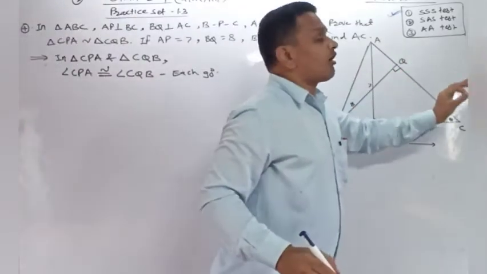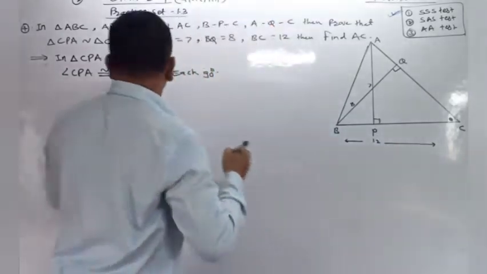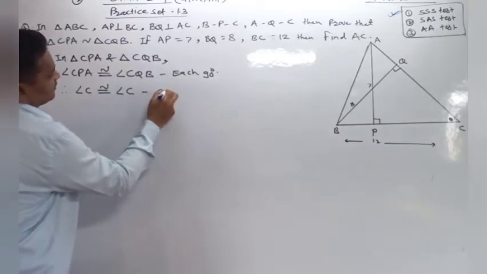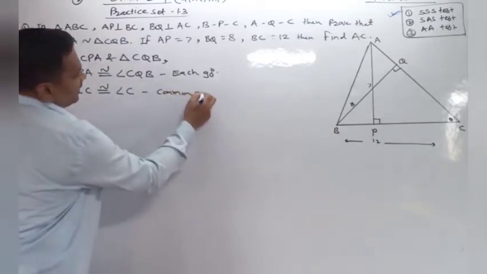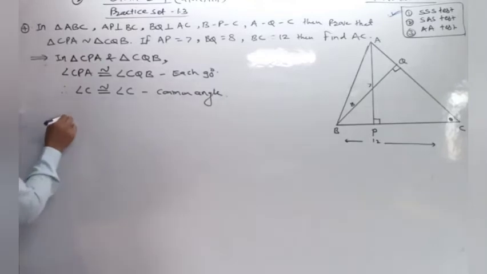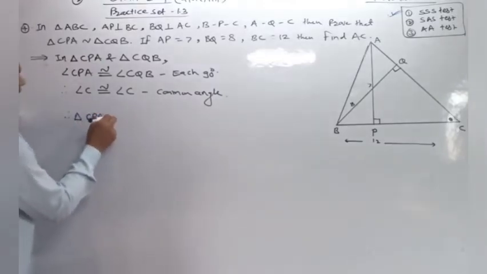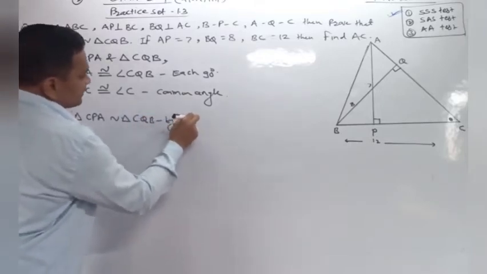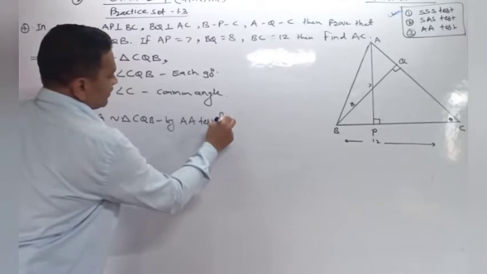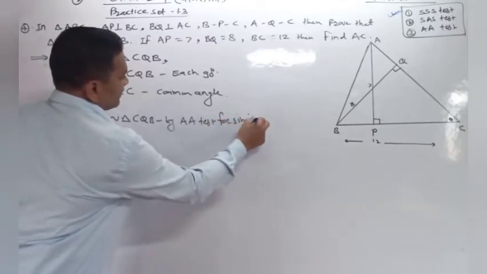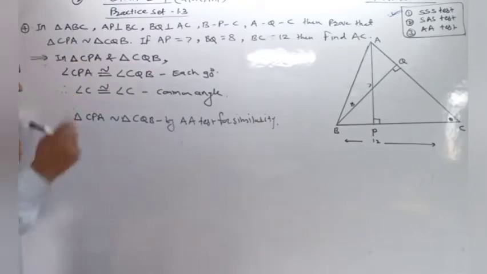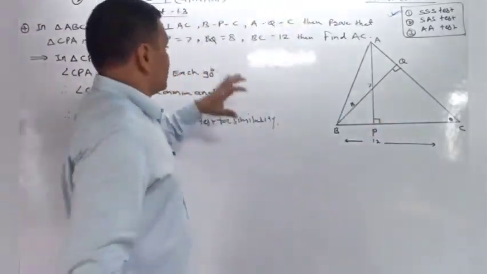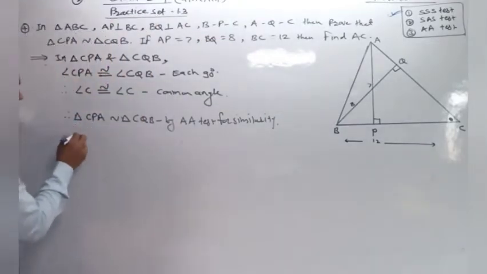And angle C is equal to angle C. Why? Common angle, right? Therefore, triangle CPA is similar to triangle CQB by the double A test for similarity. If two triangles are similar, then their corresponding sides are in proportion. Therefore, I am going to write the corresponding sides in proportion.